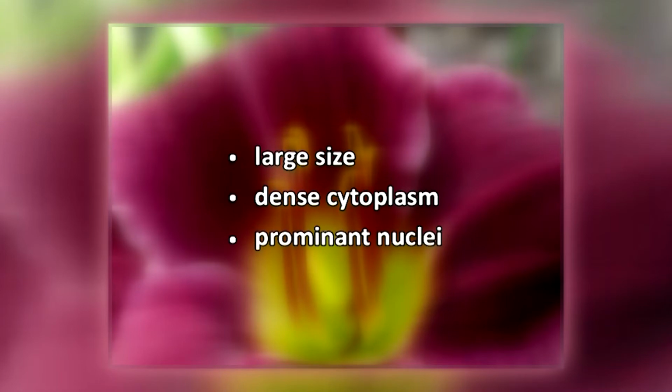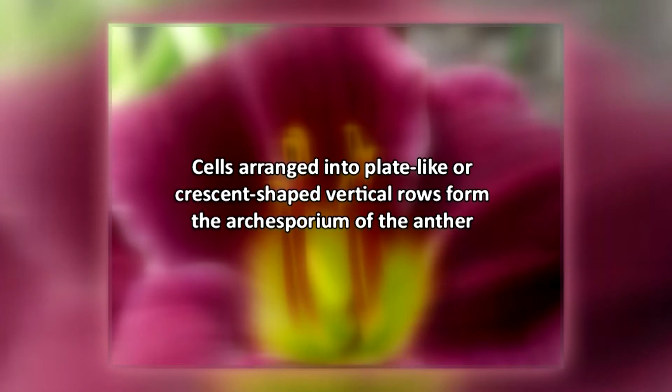Soon groups of hypodermal cells in each of the 4 corners become distinguished from the surrounding cells by their large size, dense cytoplasm and prominent nuclei. The cells, which are arranged in plate-like or crescent-shaped vertical rows, form the archesporium of the anther. The number of archesporial cells varies in different taxa.